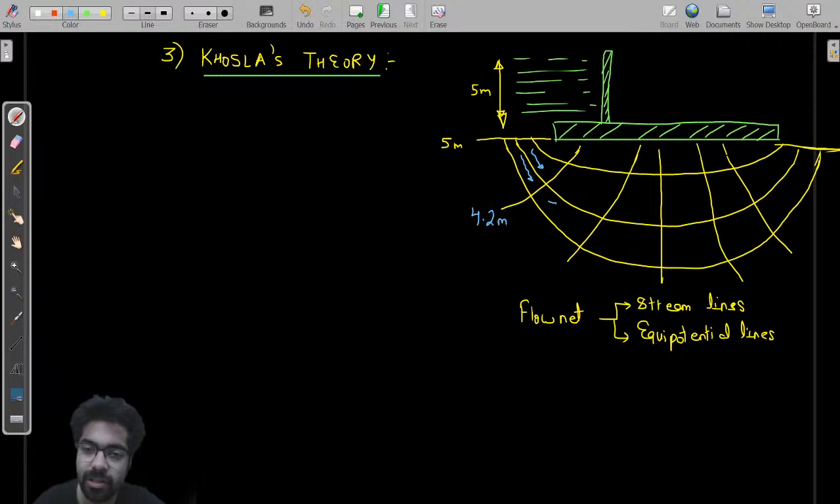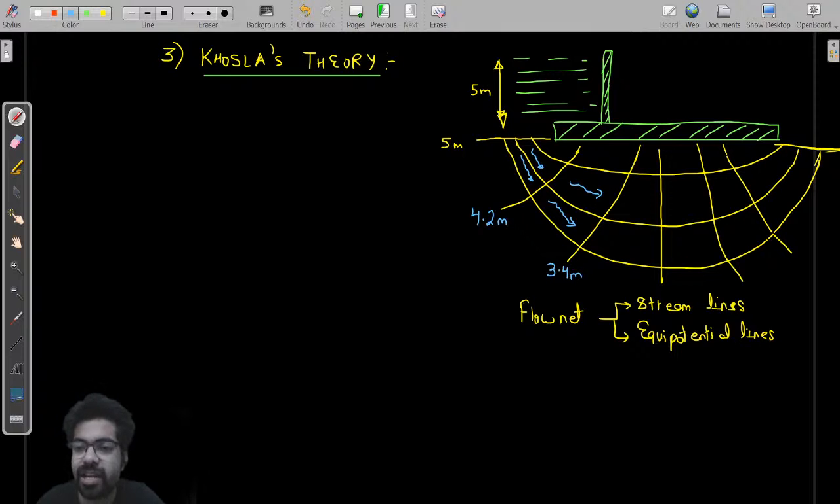Then also, it is like that. On further moving, between streamlines, water further moves here. In between streamlines, head will further reduce. So here 0.8 has been reduced, so again 0.8 will be reduced. Now it will become 3.4.